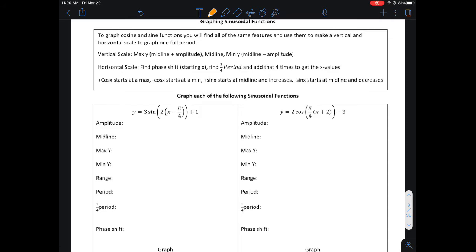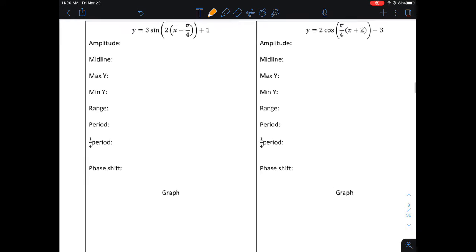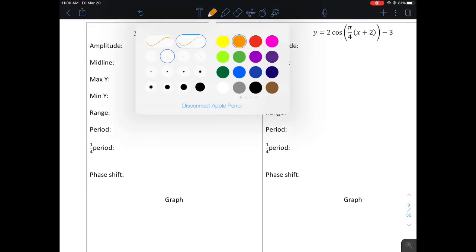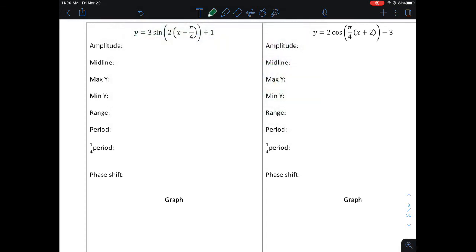So the first problem here on the left-hand side, I'm looking at trying to graph 3 times sine of 2 times x minus pi over 4, plus 1. I go find my amplitude first. My amplitude is 3. And then I want to go find my midline. My midline here is going to be positive 1.